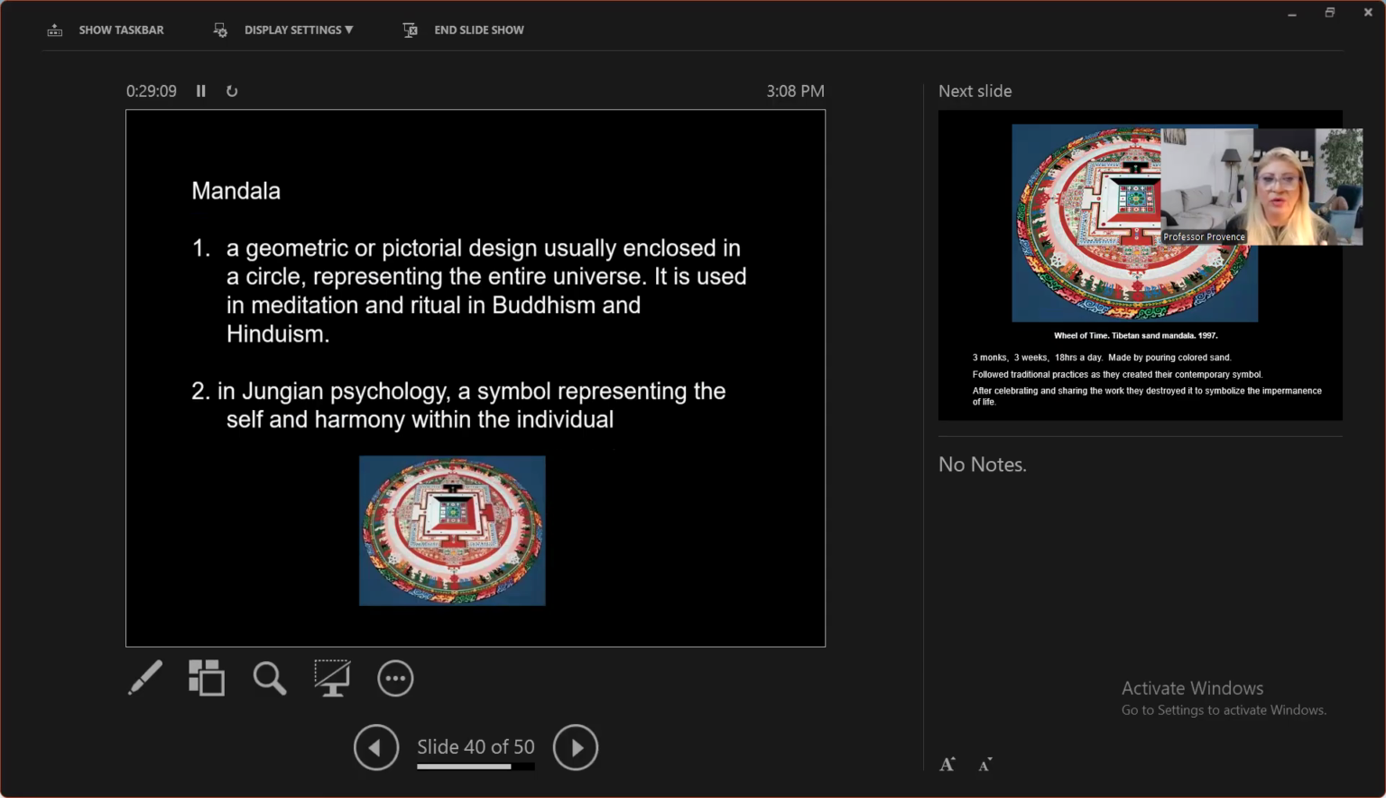I've heard it called either one, but that's a geometric or pictorial design, usually enclosed within a circle, but can be a square, by the way, and it's representing the entire universe. It's oftentimes used in meditation and ritual with Buddhism and Hinduism. But we see it bridged all across, literally since prehistoric times. We've been fascinated with spirals and circles.